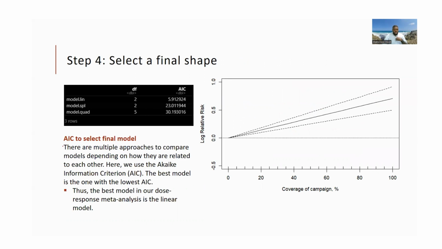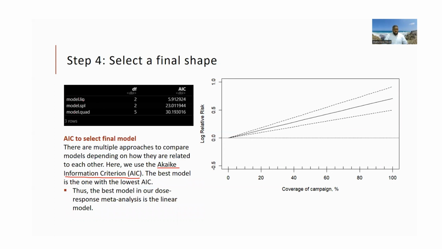But the final step to help us select a shape that we then move forward with is to use what is called the AIC. The AIC is the Akaike information criterion. And there are other approaches that we can use, but this is one that is really easy to implement. And you just use the AIC to compare the three models.